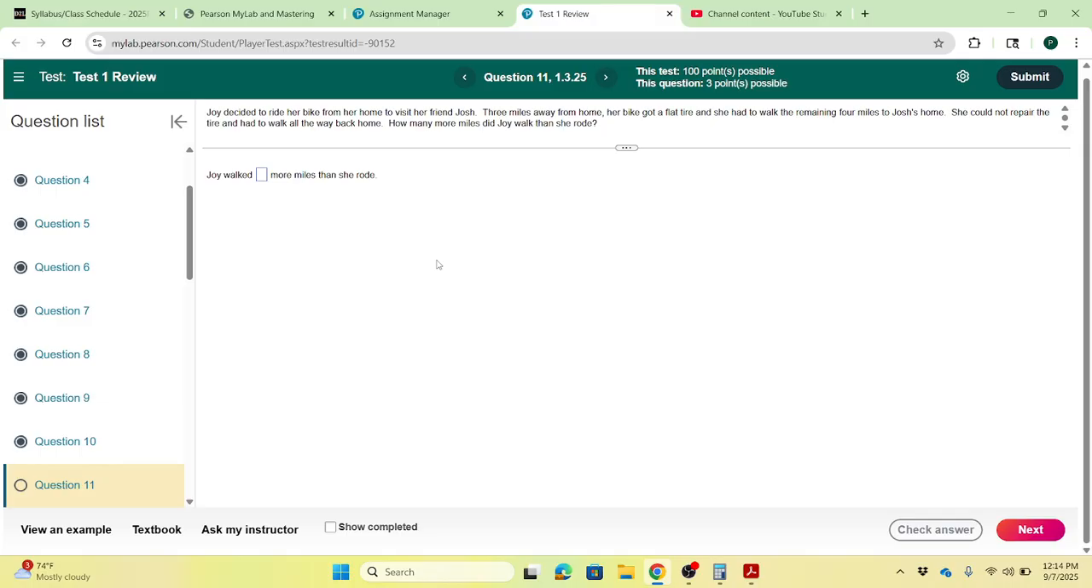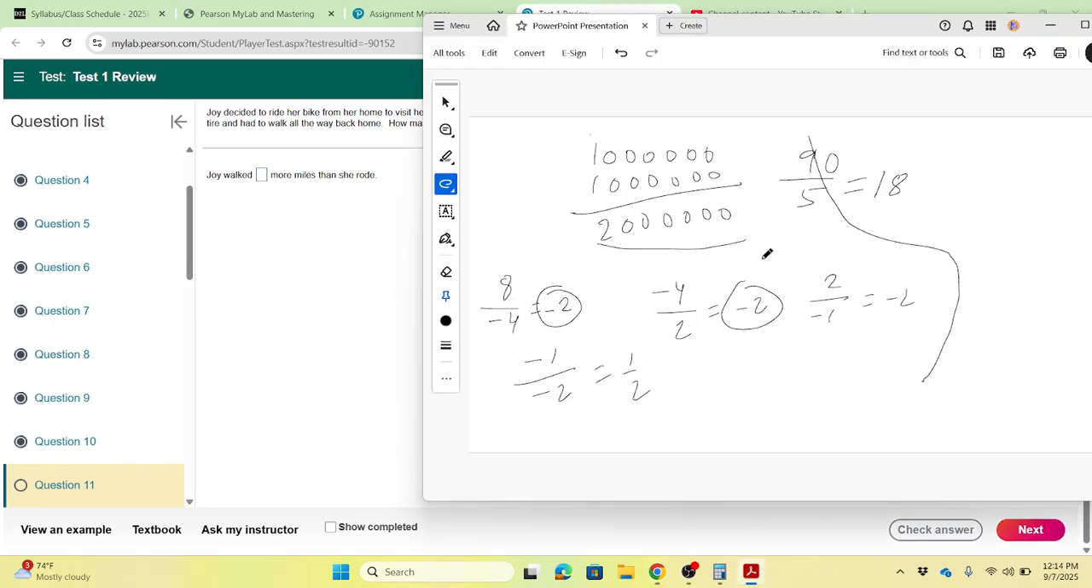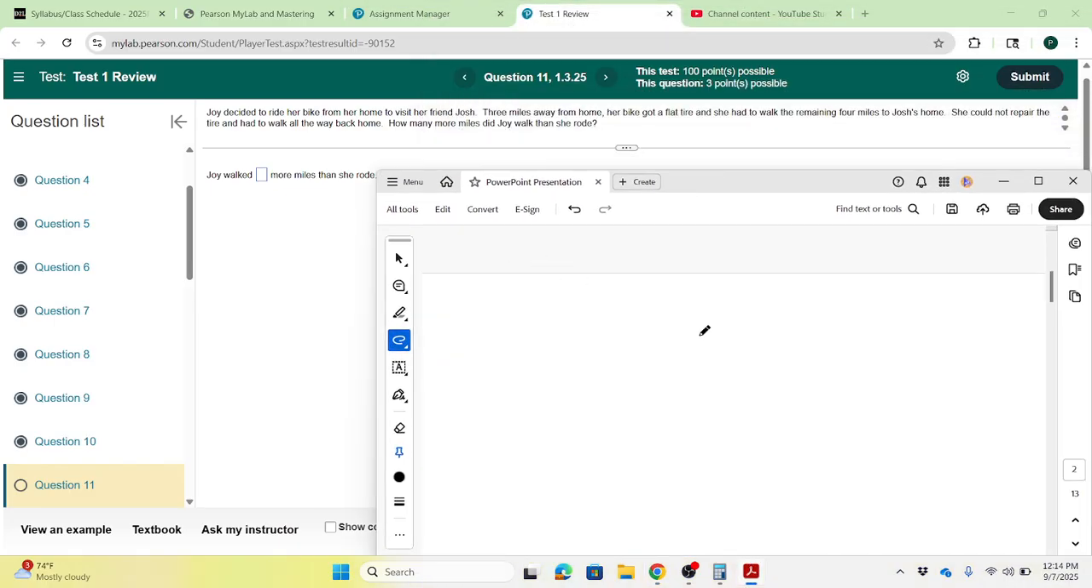So the bike was, as you can see here, let's make the picture here. Jo decided to ride her bike from home 3 miles away from home. So this is the home, and 3 miles away from home, the tire punctured, and then from that point her bike got a flat tire and she had to walk the remaining 4 miles to Josh's home. This is Josh's home, which is the remaining 4 miles. She could not repair the tire and had to walk all the way back home. How many more miles did Jo walk than she rode?